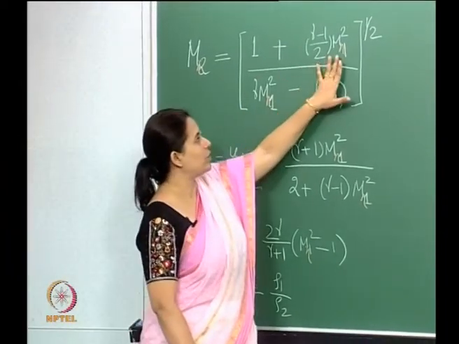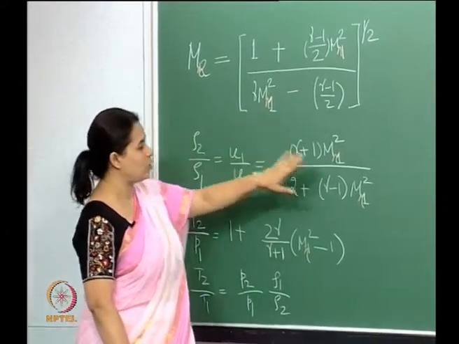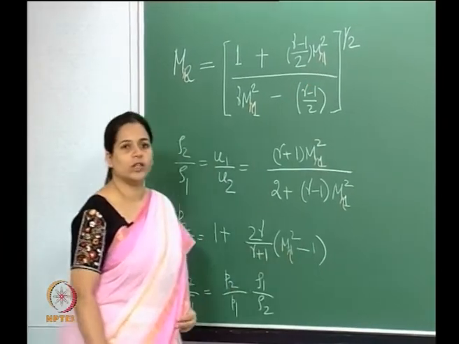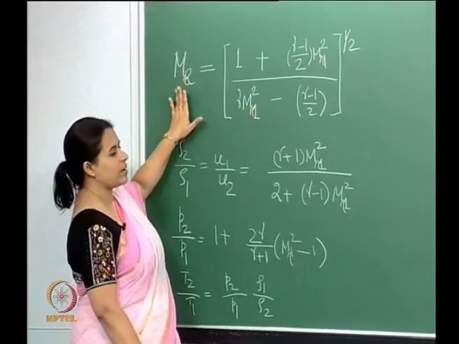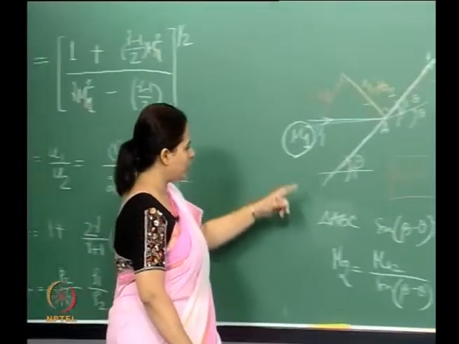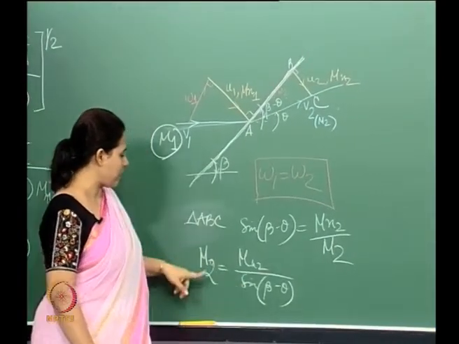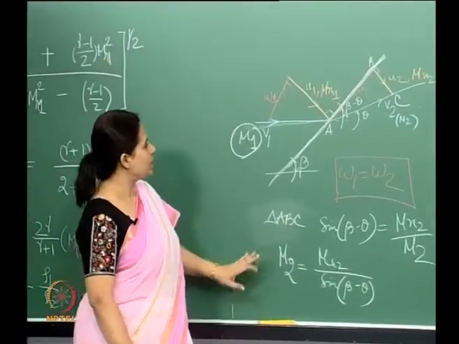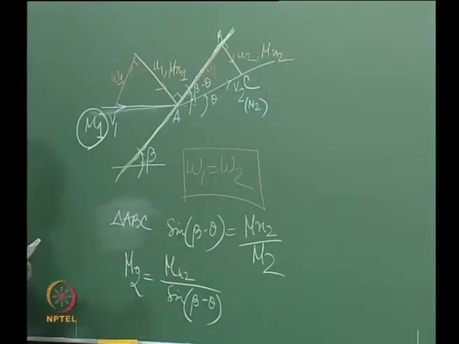And which I can do from here, because I know M1 and I can find out the normal component. So once I find Mn2 from here, knowing the geometry, then I can find out M2. Okay, so this is the corresponding Mach number.